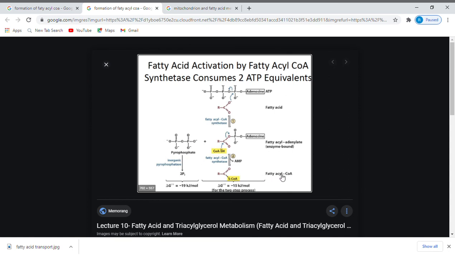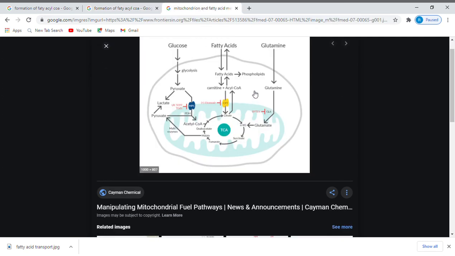And where is this reaction taking place? As you found in this picture, this reaction is taking place inside the cytoplasm of the cell, and from here the acyl CoA is to be transported into the mitochondrion.